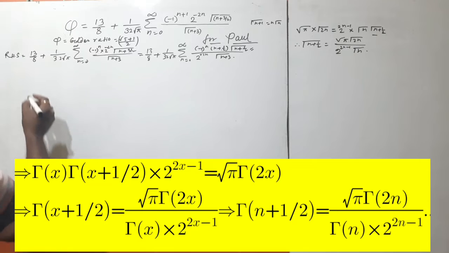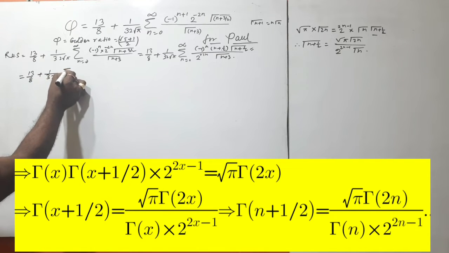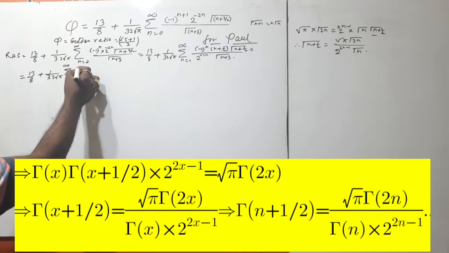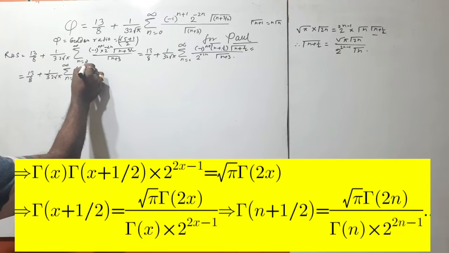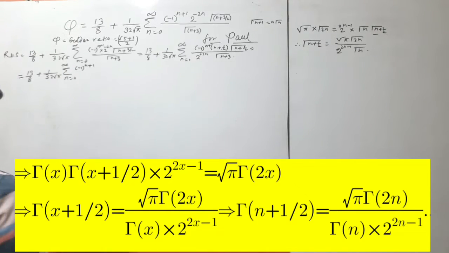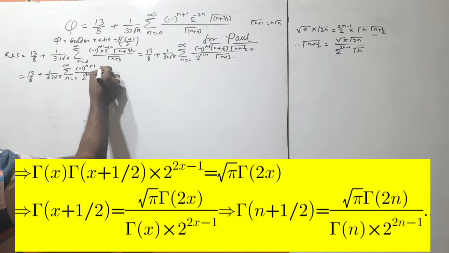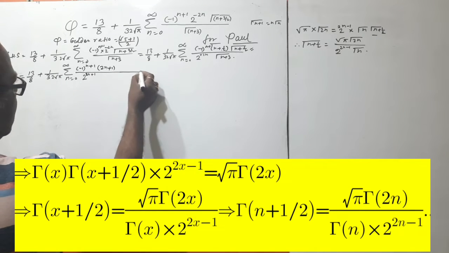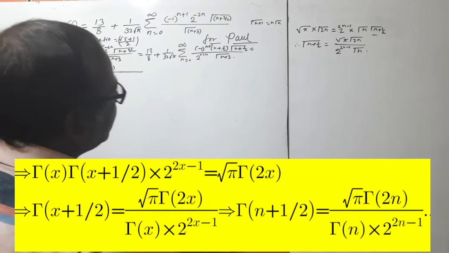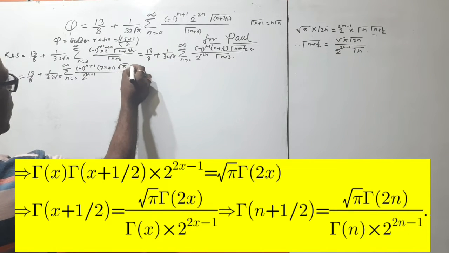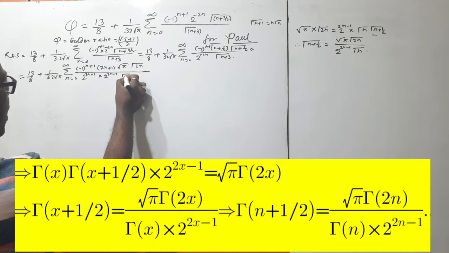Now put the value of this here. This is equal to 13/8 + 1/(32√π) Σ from n = 0 to infinity of (−1)^(n + 1). So this is n + 1, (−1)^(n + 1), and for n + 2 here, if we take the LCM, this is 2^(2n + 1), this is 2n + 1. So this is 2^(2n + 1). If we take LCM 2, then the power is added here, 2^(2n + 1), and now Γ(n + 1/2) is here √π Γ(2n) over 2^(2n − 1) Γ(n).